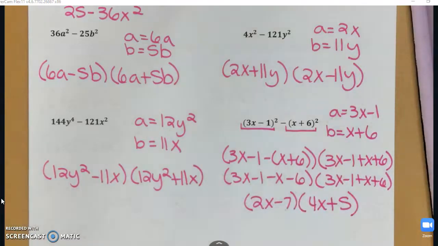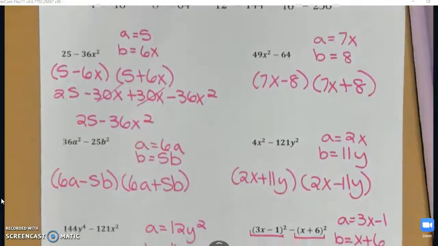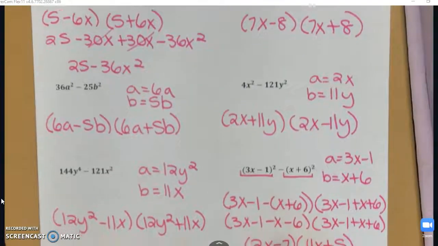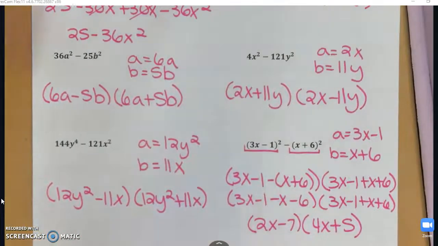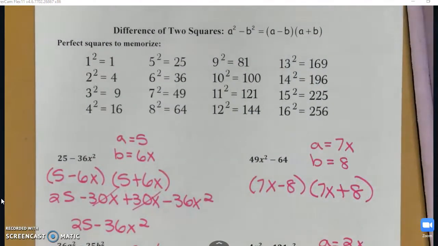plus 5. And again, with all of these, you can FOIL back out to make sure that you're getting the correct factorization. And that is a wrap on today's notes. So memorizing these perfect squares is the key to recognizing when you have a difference of two squares.